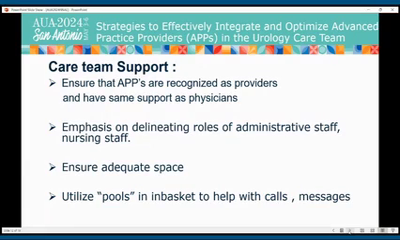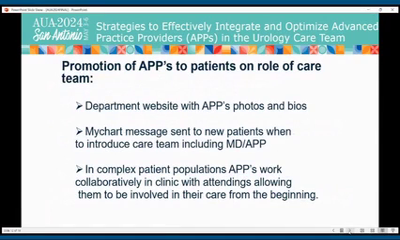We also utilize pools for in-basket calls and messages. We have, as you all probably do too, about 400 calls a day, plus MyChart messages. Patients have more access to providers than they ever had. So we need to make sure that we have appropriate routing of messages to the appropriate team member. For our situation, all of our messages go to either our admin team or our nursing team first for triage, and then only on to providers if it needs a provider-level discussion.